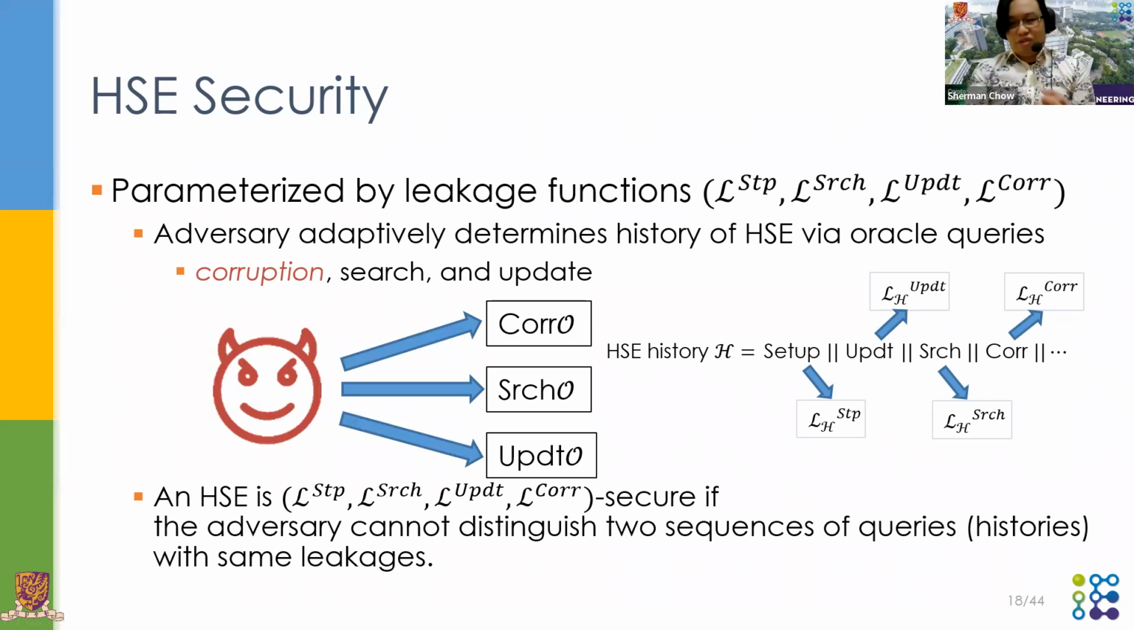And yes, the usual definition: we define an HSE as being secure, parameterized by this four-kind leakage input, when the adversary cannot distinguish between two sequences of queries with respect to all this history, or just a real treatment with the same kind of leakage. On the other hand, that means the leakage here suffices to simulate the whole HSE execution, including the corruption of a writer.